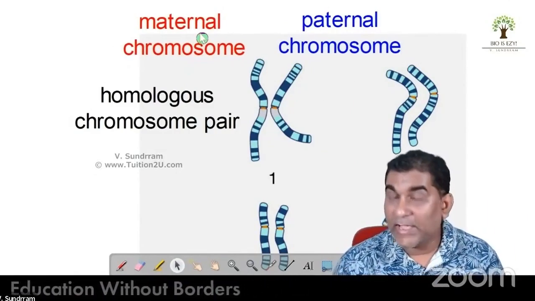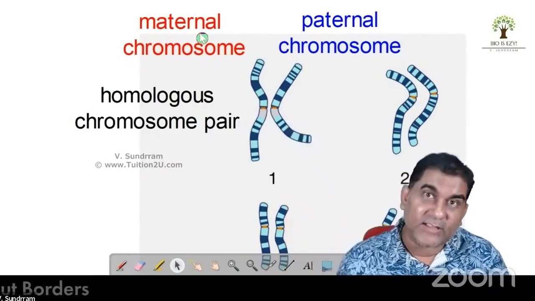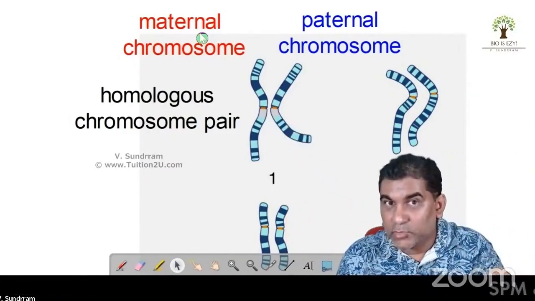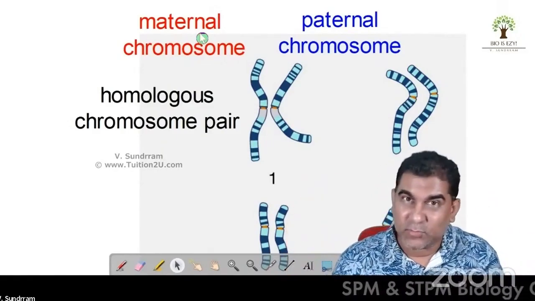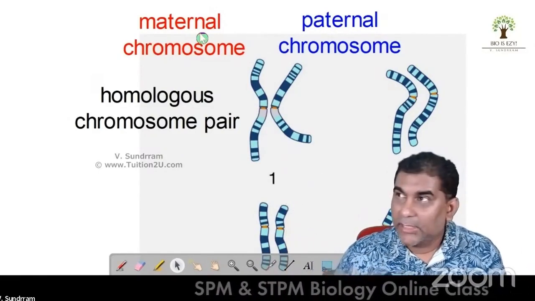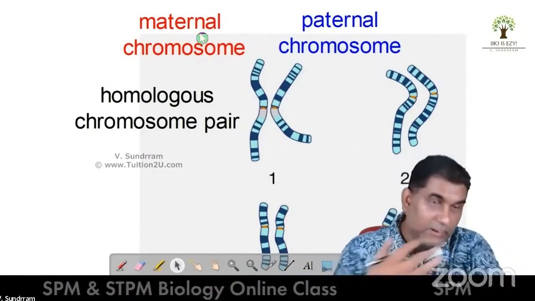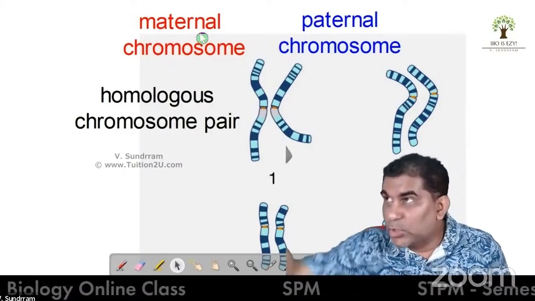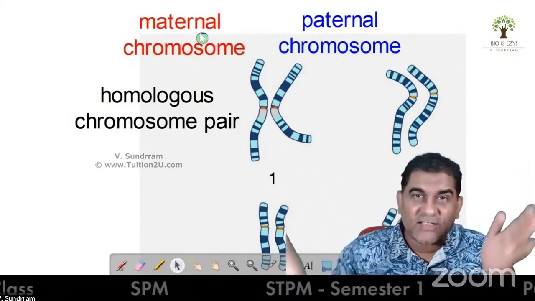So that means you have 46 chromosomes. Out of that 46, 23 came from your father, 23 came from your mother. 23 is maternal chromosome, 23 is paternal chromosome. That is why you have some characteristics like your father. Maybe your type of hair follows father. Maybe your eye color follows mother. Maybe your blood group follows mother. Maybe your skin color follows father. Because you got 23 chromosomes from father, 23 from mother. You get half father, half mother like that.